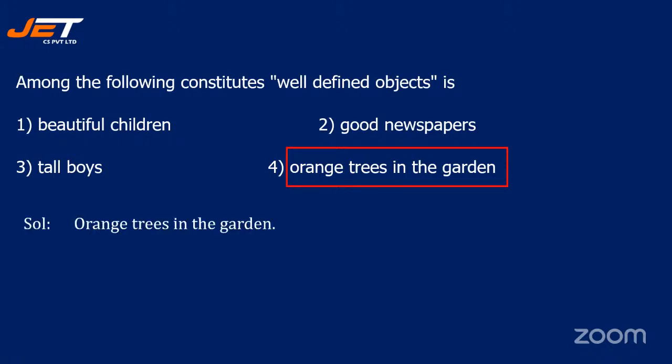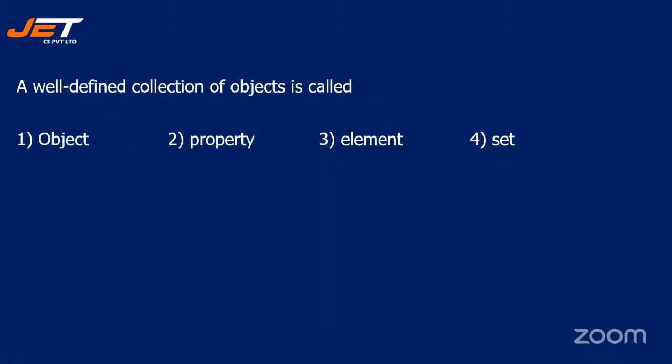Let's move on to the next question. A well-defined collection of objects is called dash. We have already read this in the introductory part of the set. A set is nothing but a well-defined collection of objects. So obviously the answer must be set.